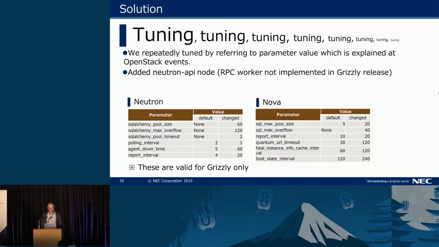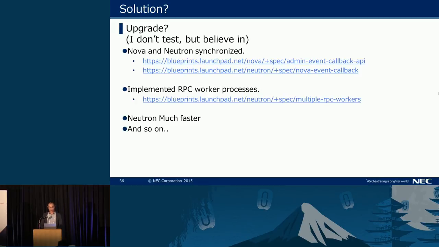Not only tuning, we added a Neutron API node, because the RPC worker is not implemented in the Grizzly release. And finally, we got it. The parameters listed here are for memories. These values are valid for Grizzly only. I mentioned the Grizzly release, but now Nova and Neutron are synchronized. Neutron implemented RPC worker processes and is much faster, so I haven't tested it, but I believe the solution is upgrading OpenStack.